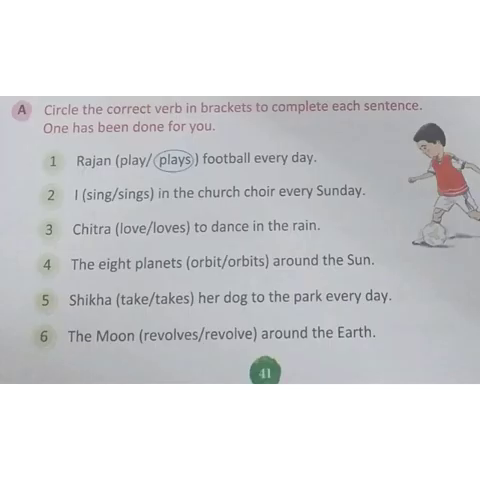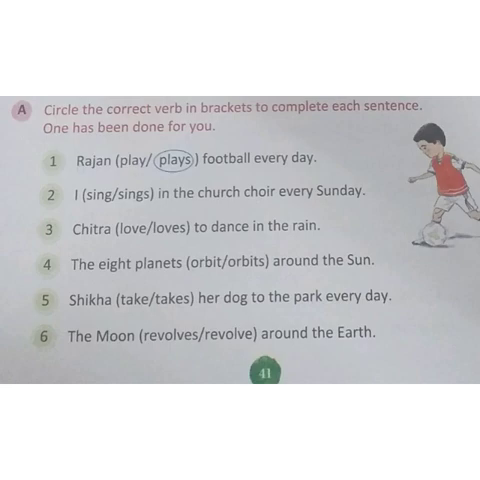Now let's move to the textbook exercises. Look at exercise number 1. Circle the correct verb in brackets to complete each sentence. Look at the second sentence. I ___ in the church choir every Sunday. In the bracket you can see sing and sings. So with I, you will always use the base form of the verb. That is, I sing.